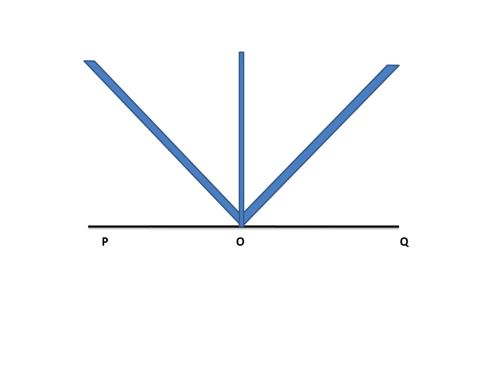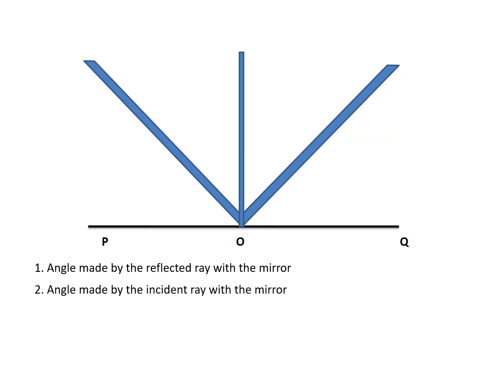Now, in your numericals, very often you will be coming across sentences that say angle made by the reflected ray with the mirror. I repeat, angle made by the reflected ray with the mirror. Which angle am I talking about? I am talking about this area. That is, the angle that is made by the reflected ray with the mirror is this area. Similarly, you may also come across sentences that say angle made by the incident ray with the mirror. I am talking about this area.